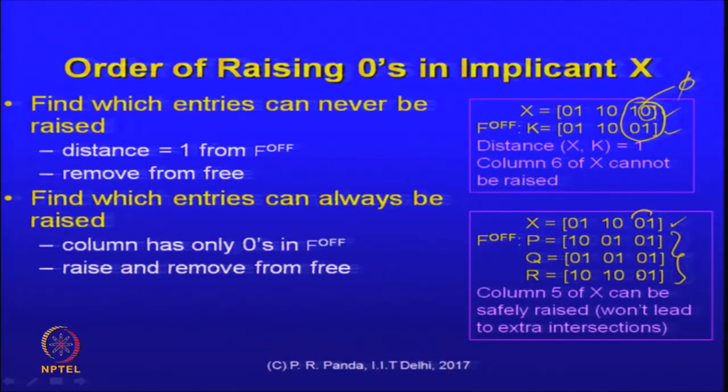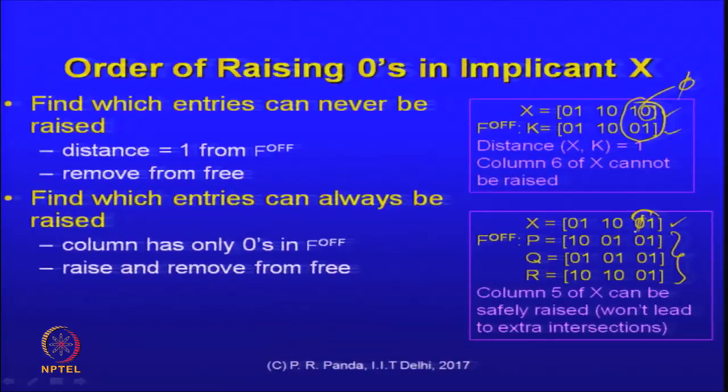Since it is only zeros, here too I have a 0 1. There is no harm in raising this to a 1. It will not lead to any further intersection with the offset. There already is some intersection. Whatever is there, if there is a distance, it came about because of some other position, not because of this position. So, it should be okay for me to raise this to a 1, since all the other elements are 0 there. All the elements in the offset are 0 there. Then I can say that it is okay to raise it. So, I can raise and remove them from the free list.